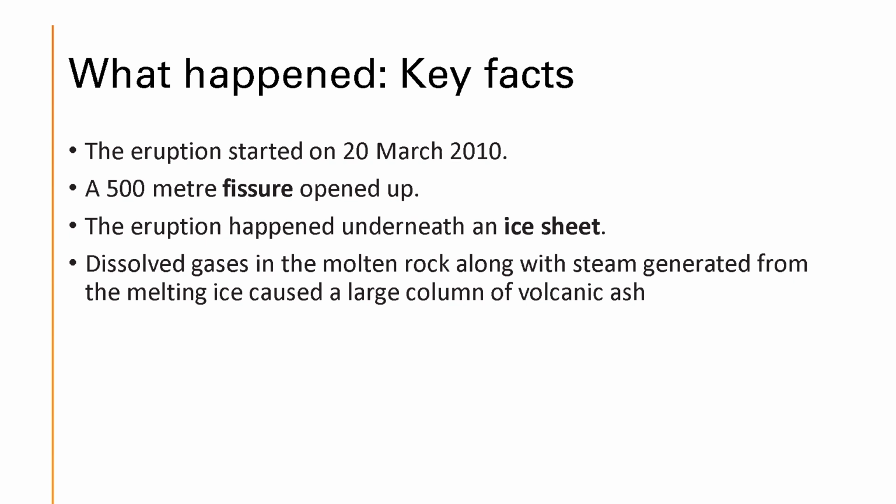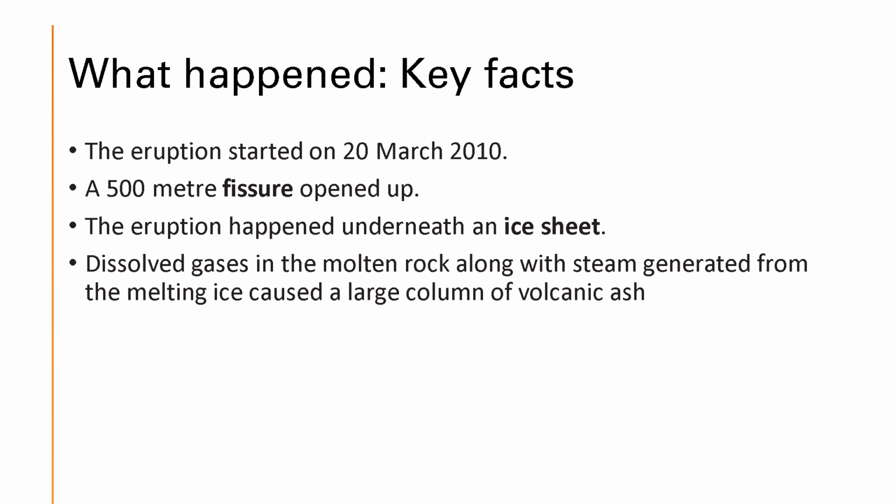So let's get some key facts and work out exactly what happened with this volcano. It started about the 20th of March 2010. This is when people first started to realise something was going on, but seismologists, geologists and volcanologists have since gone back and looked, and they reckon the first signs of anything happening were in about 1994. But up to that point, it hadn't really done anything. Then on about 20th March 2010, a 500 metre fissure opened up. That's a sort of crack that opened up within it.